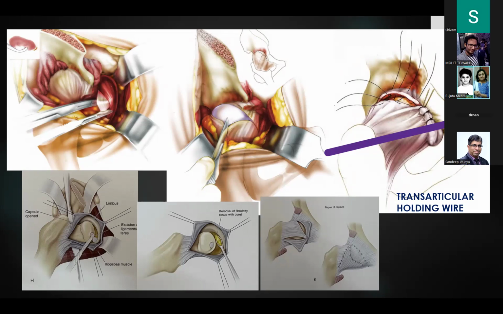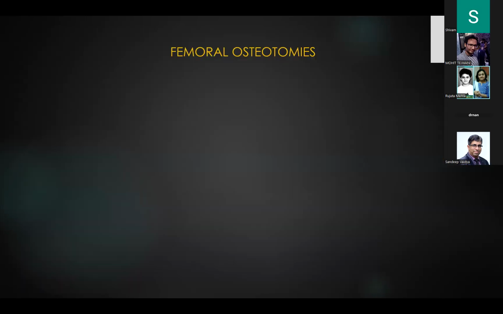And ultimately, this is closed after doing a thorough closure with a capsular raphe. So apart from the open reduction, sometimes we may need to add a further step either in the form of a femoral or a pelvic osteotomy as the need may be.